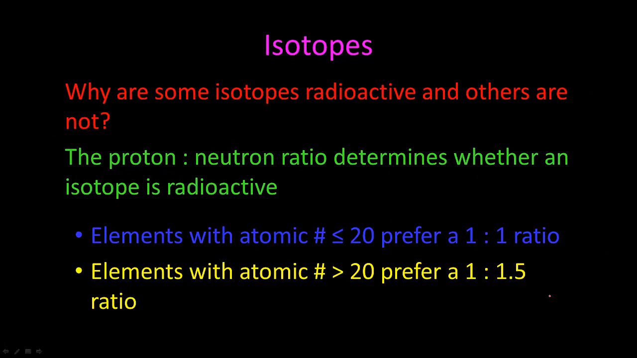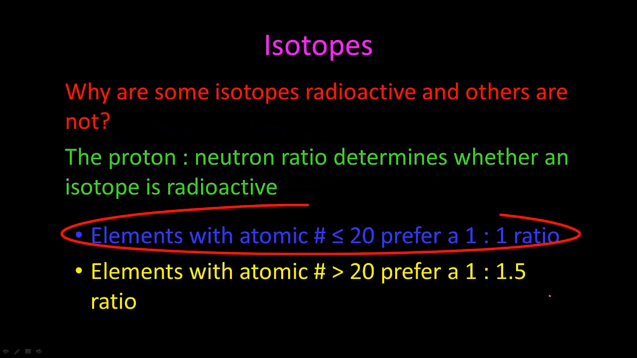So why are some isotopes radioactive and others are not? The reason why is the proton-neutron ratio, what I just talked about. It determines whether an isotope is radioactive. Generally, not always, but generally, elements with an atomic number of less than or equal to 20 prefer a 1-to-1 ratio. There are exceptions to that.